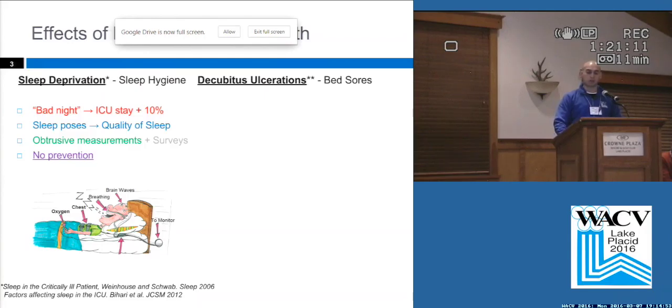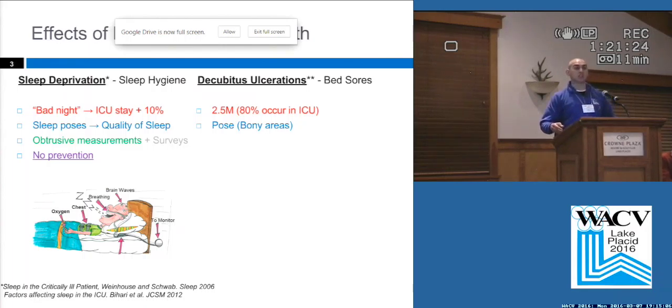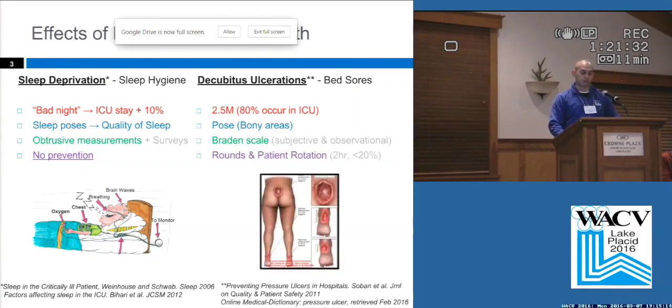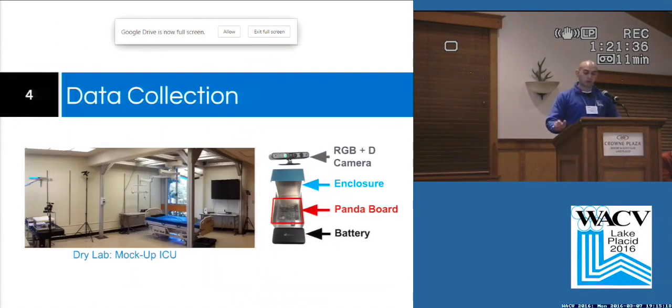The second pathology is decubitus ulcerations, pretty much bed sores. There's 2.5 million occurrences, 80% happening in the ICU. It's caused by bony areas on patients that are in the same position for an extended period of time. It is measured using the Braden scale, which is very observational and subjective. This is an illustration of what they look like. This can be preventable.